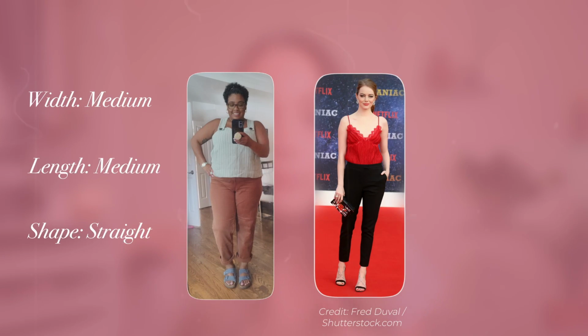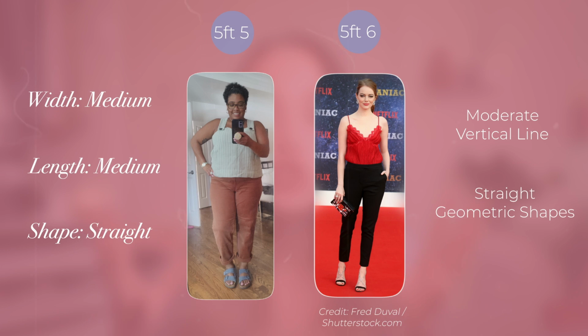Medium, medium straight. This type has medium width in their upper body, so they're not particularly wide nor narrow, they're not broad, they're not sloped. They have a moderate vertical line, so they don't look particularly long, they don't look particularly short, they're somewhere in the middle. Typically they're between 5'4" and 5'7", but not always. And they tend to have straight geometric lines in their frame. They're not particularly curvy and rounded. They're very notably straight in their shapes.